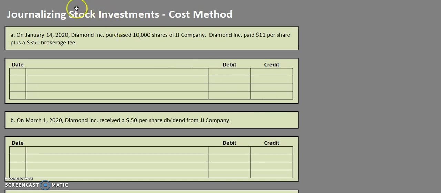On this first one, we are going to purchase 10,000 shares of JJ Company, and Diamond Inc. is going to be paying $11 per share plus a $350 brokerage fee. On January 14th, we are purchasing an investment in JJ Company. When you're journalizing these, make sure that you're focusing on a few components: one, that it's an investment; two, that it's an investment in stock; and three, the company that you're investing in.